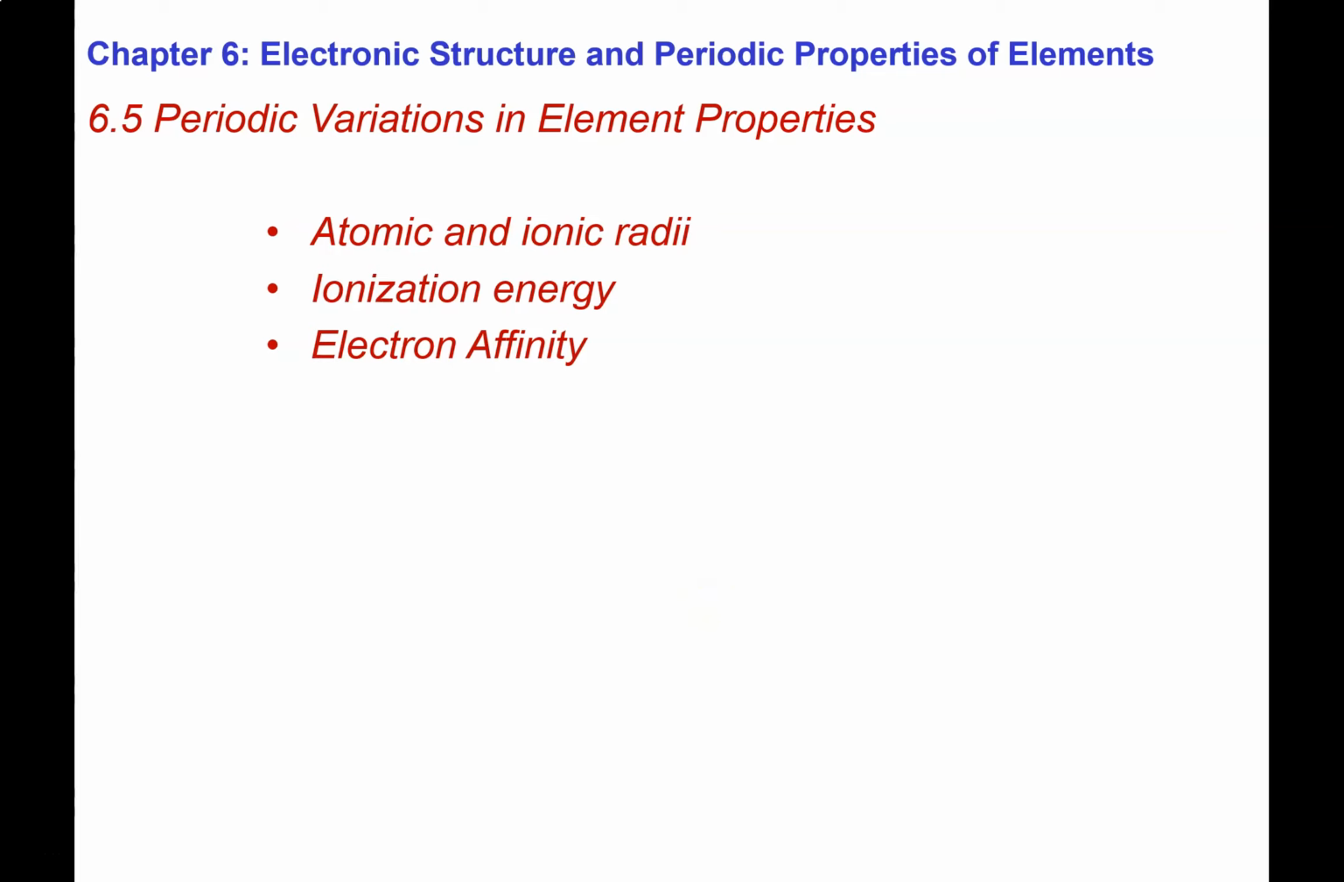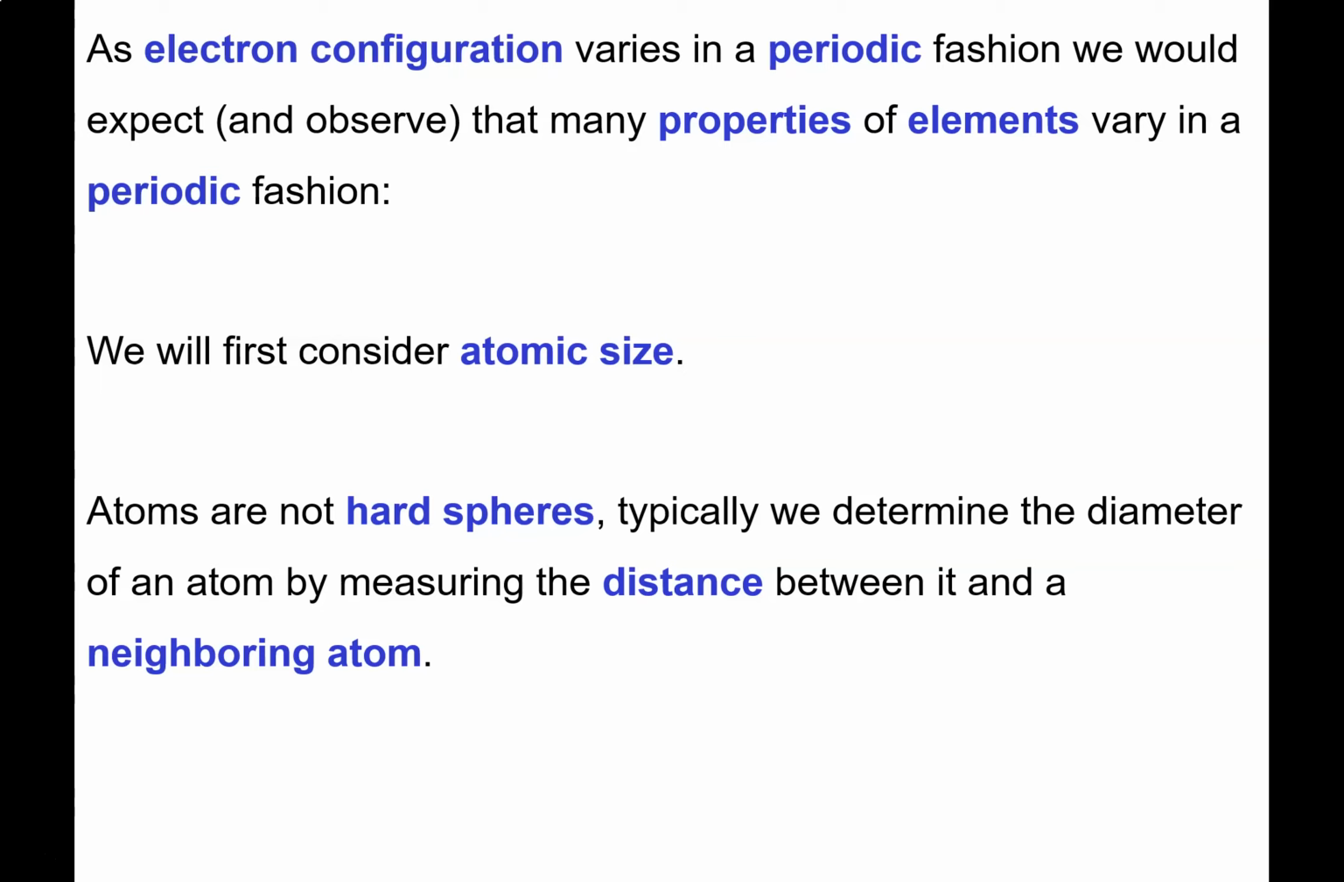So in this next section, we're going to be talking about how the properties of elements vary in a systematic or periodic fashion as we move across the periodic table. There are three properties that we'll be looking at. There's the atomic or ionic radii, which is a measure of the size of the atoms. We have the ionization energy and the electron affinity. What we would expect is, because the configuration of electrons in atoms varies in a periodic systematic fashion as we move left to right, top to bottom across the periodic table, that many properties of elements would also vary in a systematic or periodic fashion.